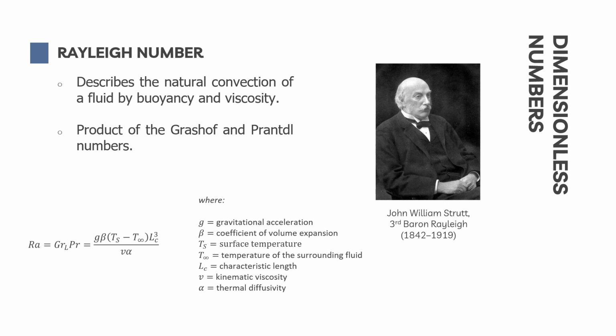The Rayleigh number is a dimensionless number that describes the natural convection of a fluid by buoyancy and viscosity. It is the product of the Grashof number and the Prandtl number, which are related to the buoyant force and the thermal diffusivity of the fluid. This parameter helps predict when a fluid will transition from a static state to a convective flow, allowing for a deeper understanding of heat transfer behavior. A larger Rayleigh number implies stronger buoyancy forces relative to viscous forces, resulting in more vigorous natural convection and higher heat transfer rates. Smaller Rayleigh numbers suggest weaker buoyancy forces, with conduction playing a more significant role in heat transfer.